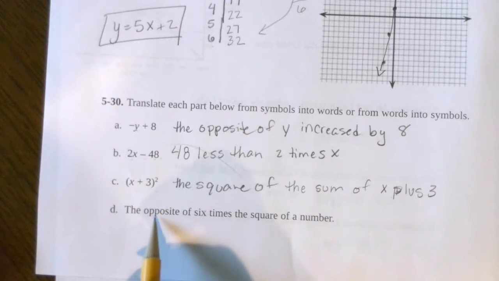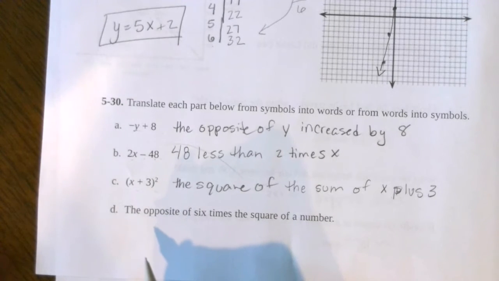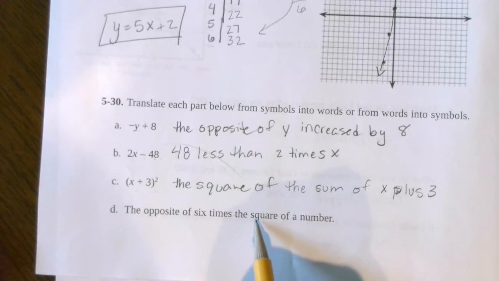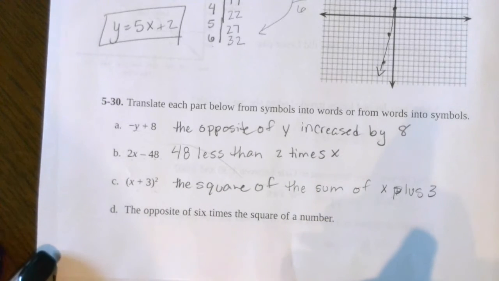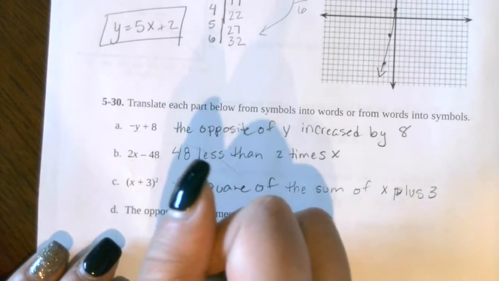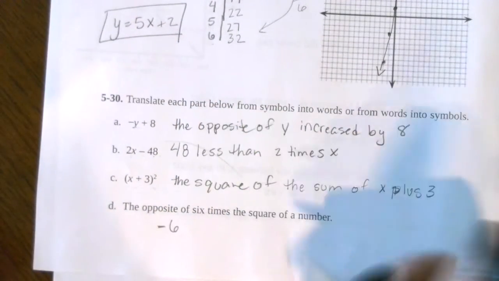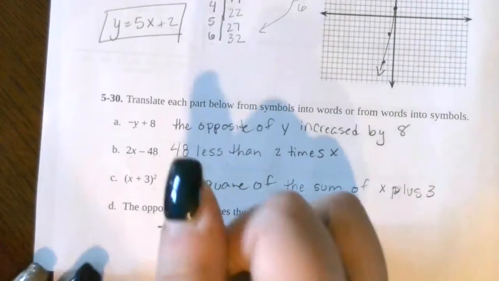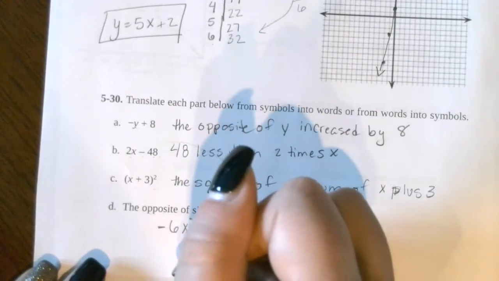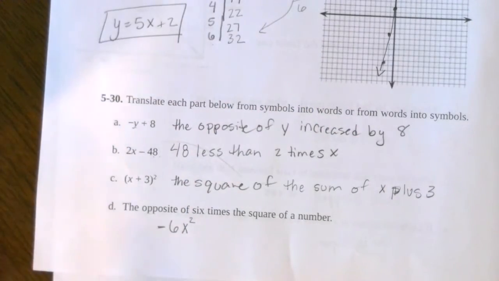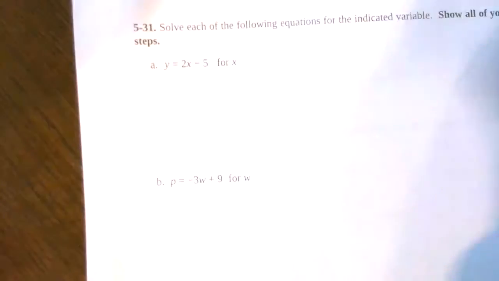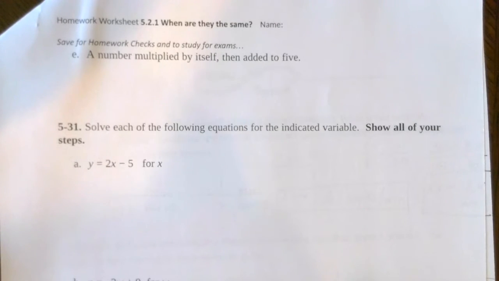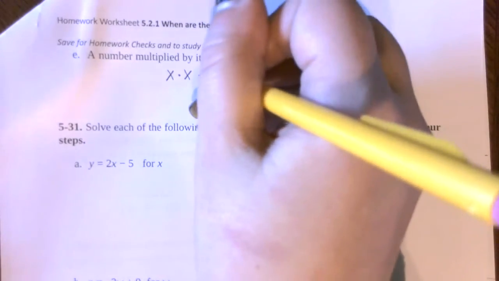All right, for letter E, it says the opposite. So now it's giving it to me in words, and I have to write it in symbols. The opposite of 6 times the square of a number. So if it was the opposite, I know that that's going to be a negative number of 6, right? That's nice and easy. Times the square of a number. So the square of a number, if we have an unknown number, that means x, and squaring it would be that little 2 up there. Okay. All right, flipping it over, we have one more. We have E up at the top here. Oops, you cannot see that. There you go. How's that? A number multiplied by itself, then added to 5. So if a number is multiplied by itself, that's just like x times x, and then added to 5 would be plus 5, just like that.